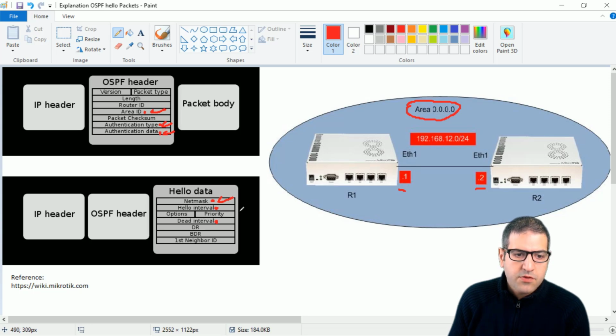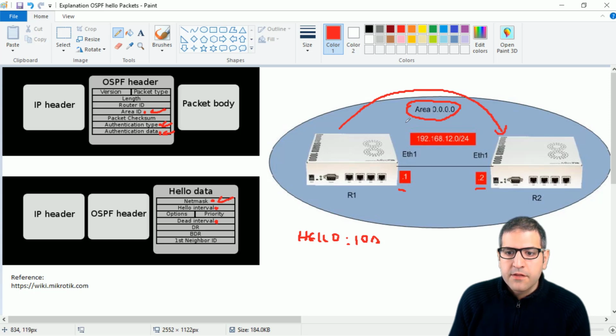Then the other condition is to have the hello interval and the dead interval identical. On OSPF using MikroTik routers, I just said to you that they will send a hello packet every couple of seconds. The hello interval on MikroTik is 10 seconds. So every 10 seconds, the MikroTik router will send a hello to its neighbor, and router 2 needs to answer back. Then in this case, router 1 knows that the neighbor is still valid. The default is 10 seconds. The dead interval is 40 seconds.